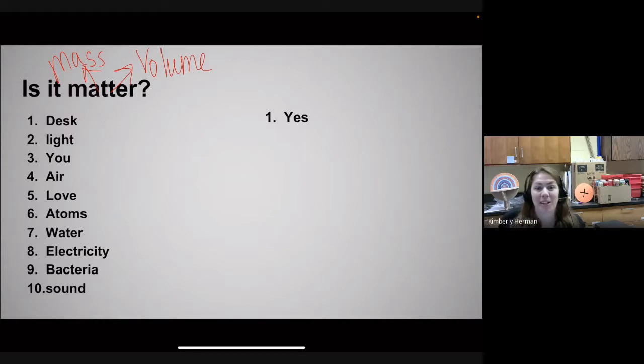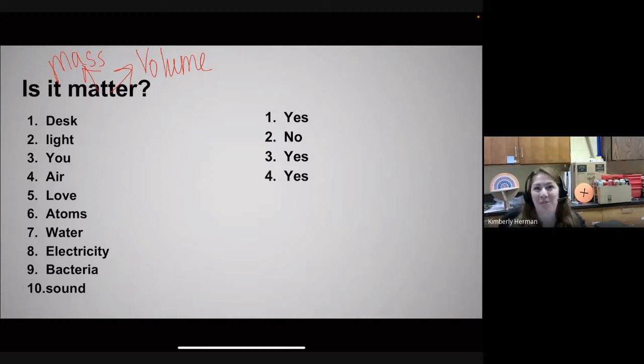What about light? We're going to say that no, that's not matter. Light is a form of energy, meaning it doesn't have mass or volume. Do you matter? Yes, you do matter, and you're also matter. Then we have air. Air is a tricky one. If you bring your hand up, don't hit your face, you can feel air hitting you. By feeling that, you can see that it does have mass and volume. Now, they're insignificant, but if you blow up a balloon, that's air. It's taking up mass and volume.